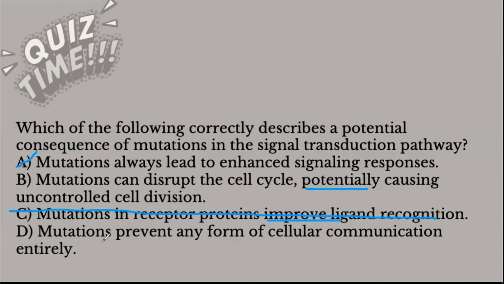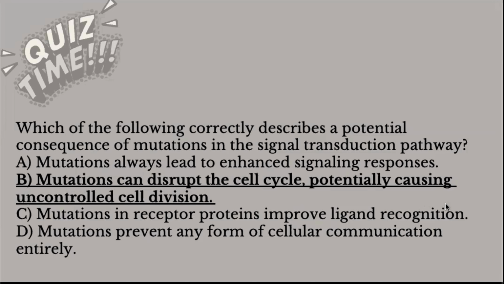And then answer choice D says mutations prevent any form of cellular communication entirely. I don't like the term any because any is an extreme phrase. So I don't like answer choice D either. Also because it says mutations prevent, and remember, mutations can benefit or harm. It just depends on what the particular cell response is. So the best answer is B, mutations can disrupt the cell cycle, potentially causing uncontrolled cell division.